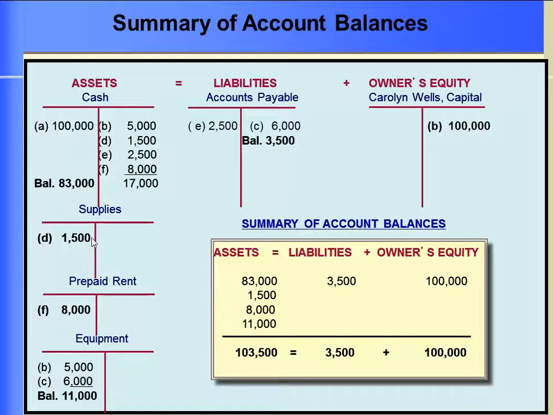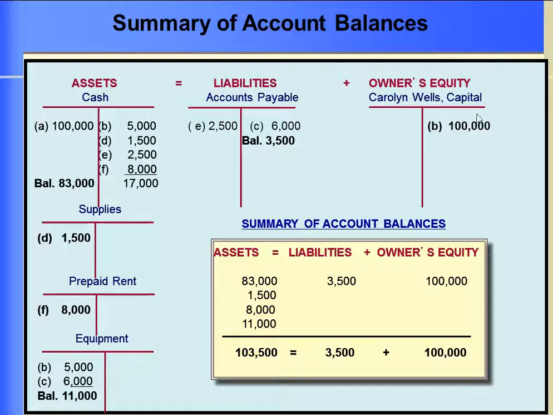So supplies. In those if and then rules, if they had just one balance, that is the balance. Same thing with prepaid rent. Equipment we'll have to foot because there's more than one. We'll get a balance there. Liabilities. Remember, we didn't pay anything at first; we had something on account. Then we paid down that balance, 2,500, and we have a balance of 3,500.